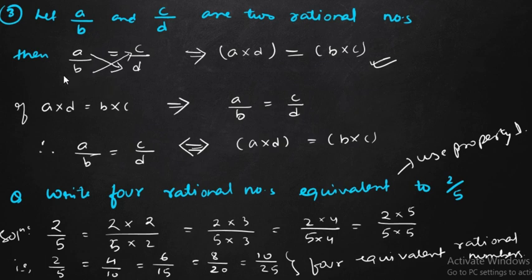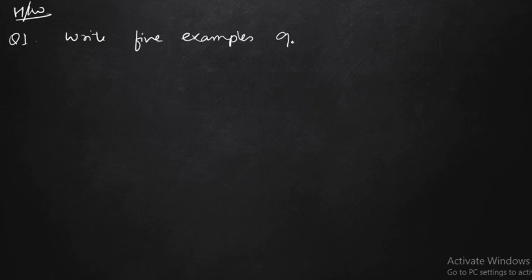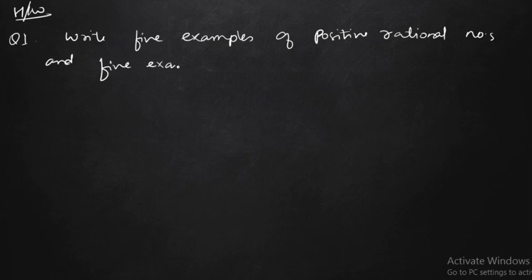I am giving you some homework, so submit it. Okay, homework. The first question is, write 5 examples of positive rational numbers and 5 examples of negative rational numbers.